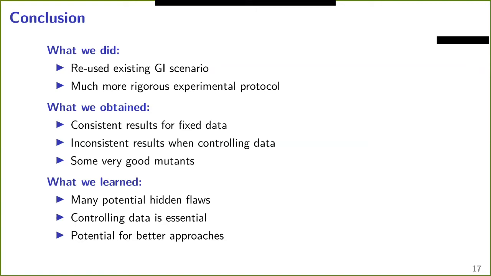What we learn is that GI is much more complex than we can assume reading the previous work. There are many potential hidden flaws that can be easily revealed, for example, by using repeated experiments and cross-fold validation. Controlling data is really essential, but there is a very large potential to find better approaches and to improve GI in general.